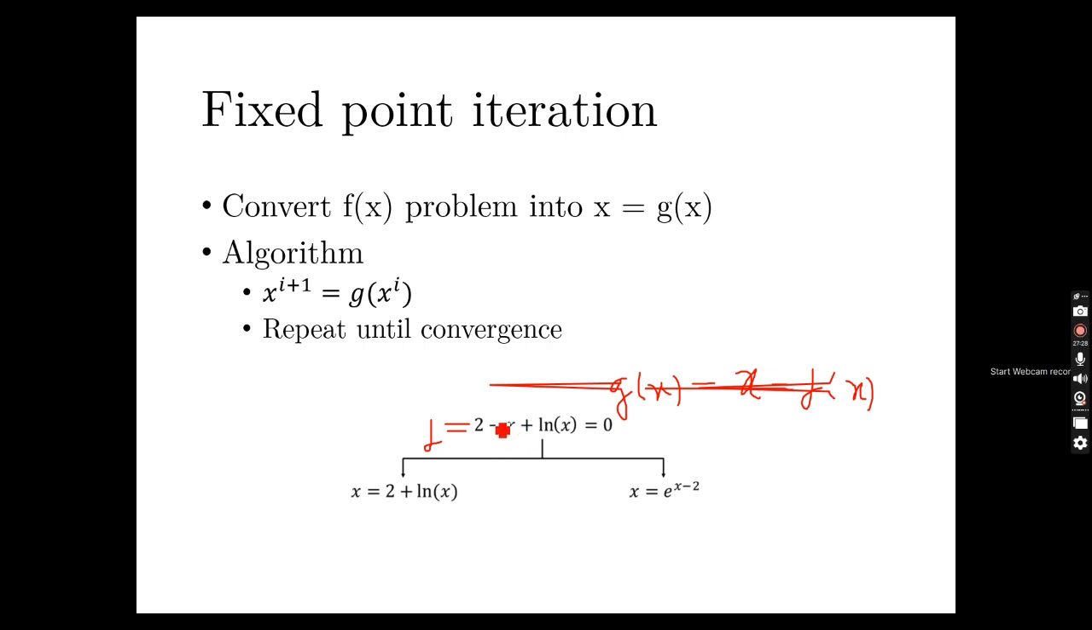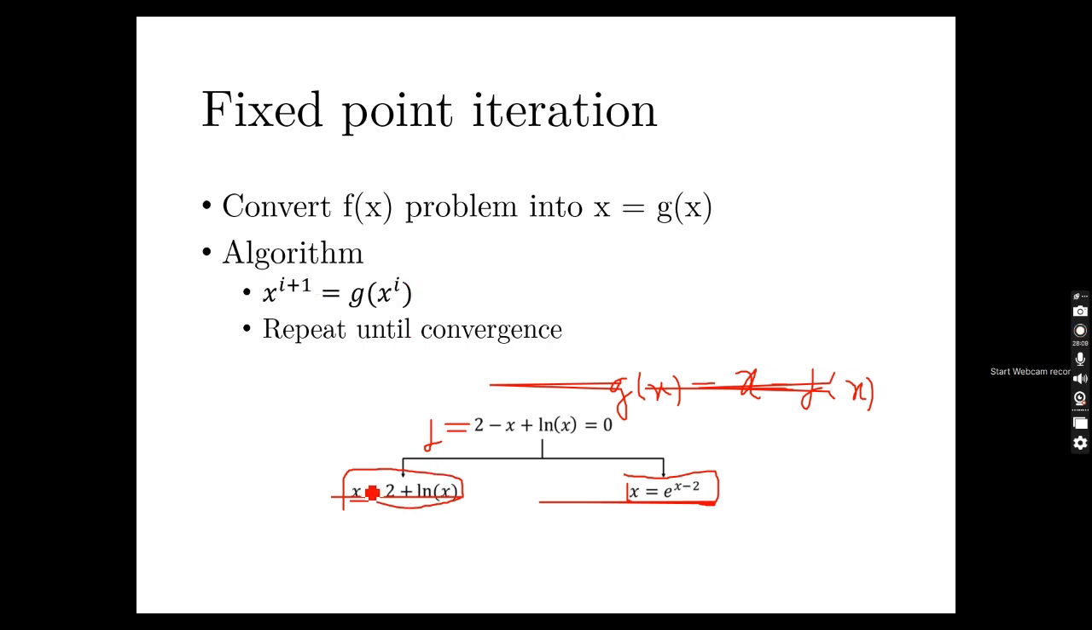In this case, we will just take this x over here and then we will get g(x) is equal to 2 plus ln x. And if we open this natural logarithm, then we will get a second representation, x is equal to e to the power x minus 2. So we get these two representations. Then we take an initial guess and we evaluate the value of g(x) at that initial guess, and we store that value in x itself, and then we repeat this process until the x value converges.